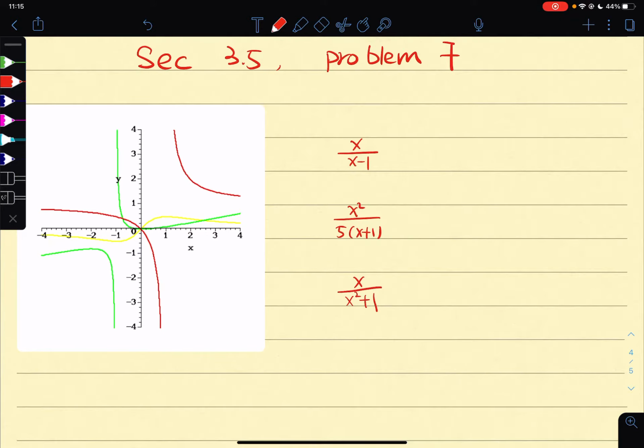We're going to discuss problem 7 from homework section 3.5 here. So we have a graph given on the left. We want to match the curves of 3 different colors to the functions we have on the right.